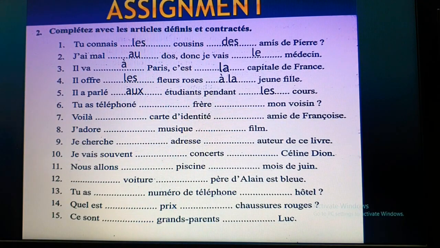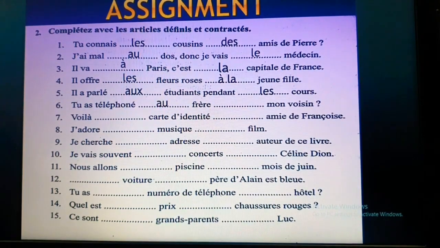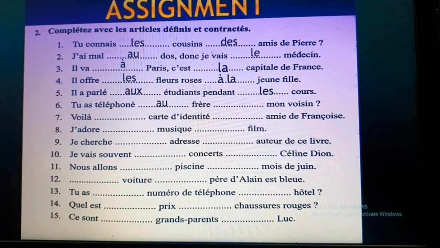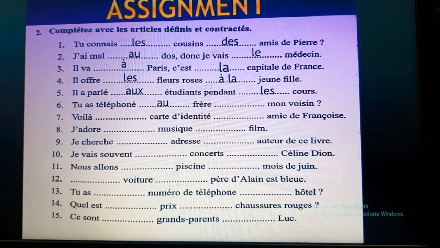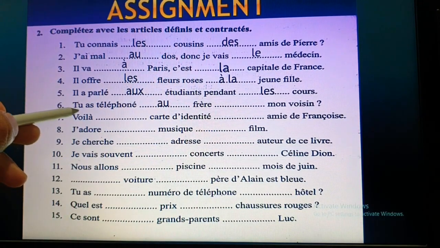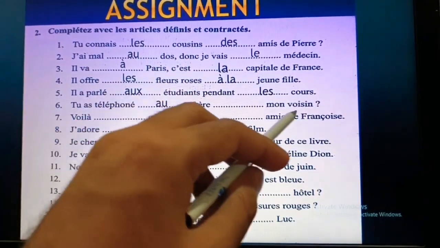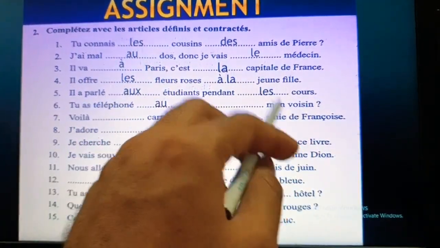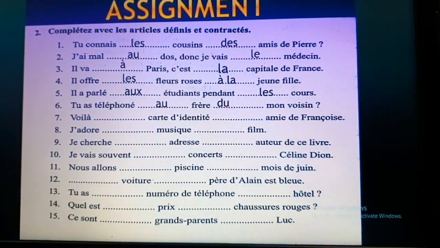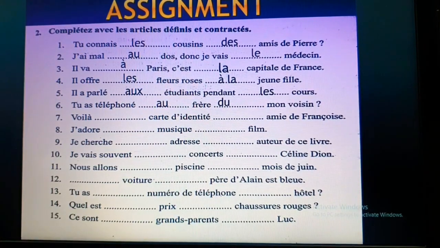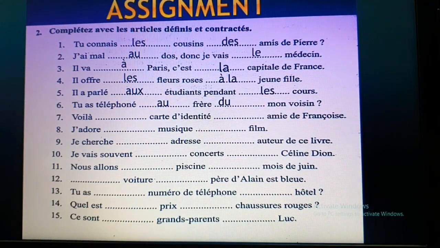Okay. Tu as téléphoné. You are calling to the brother dash mon voisin. So you are calling to the brother of my voisin. So here in this sentence we use both the article contracté.